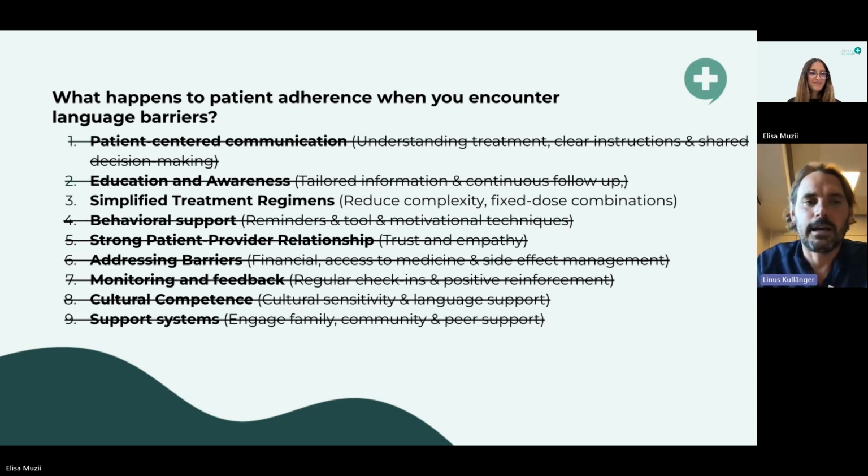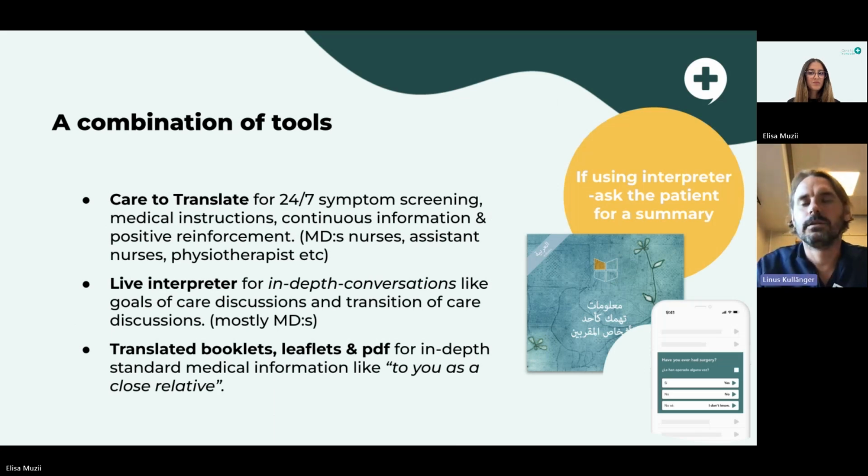So if you go to the next slide. What do we use here in palliative medicine? Capio Translate is one of the tools that I use the most, but I usually use a combination of tools when approaching patients. This is just an example from palliative care and specialized care at home, but it's probably the same wherever you work. For example, we use Capio Translate for checking in, 24/7, on all symptoms.